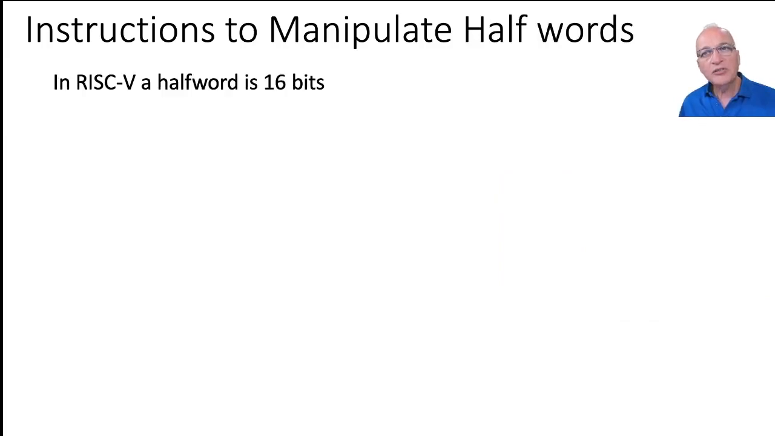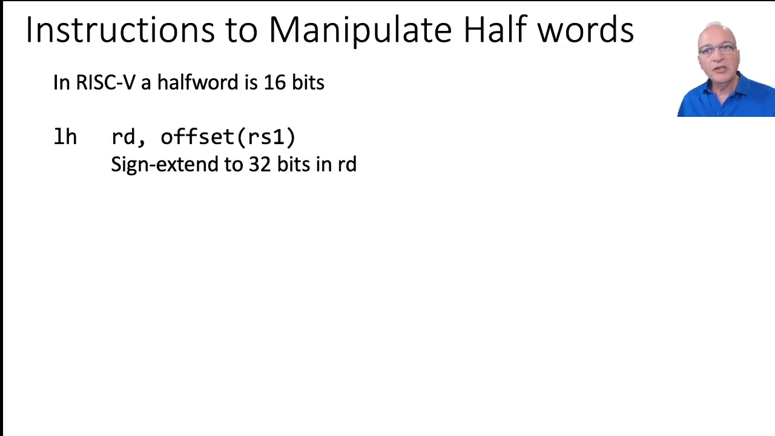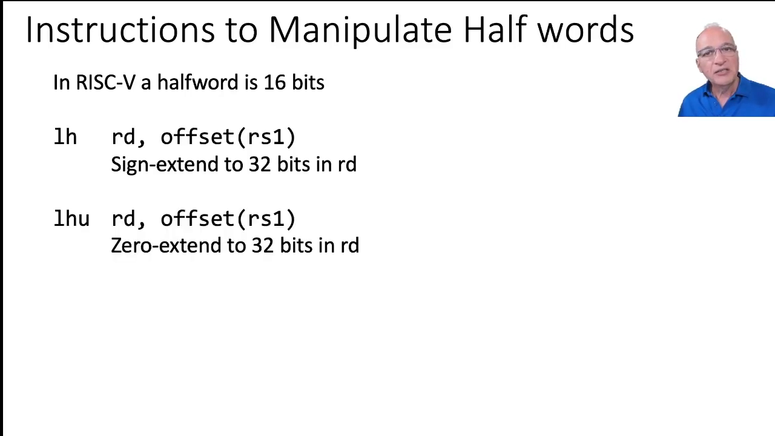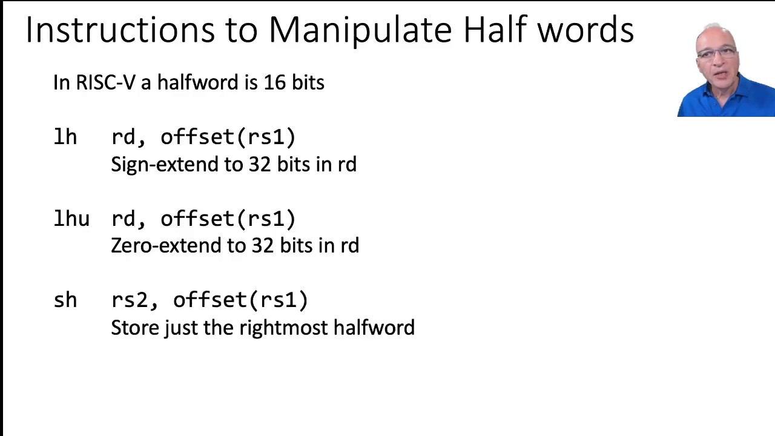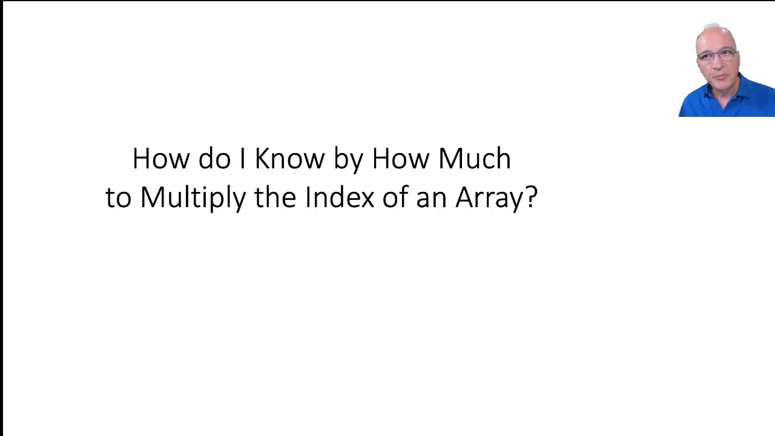There are instructions also to manipulate half words. A half word is 16 bits instead of 8 bits. It's half of the word, and they're similar to the load byte. There is a load half word that sign extends the 16 bits into 32 bits. There is a load half word unsigned that zero extends to 32 bits. And then there is the store half word, where we store the rightmost half word, or the least significant half word, of the source register into the memory.